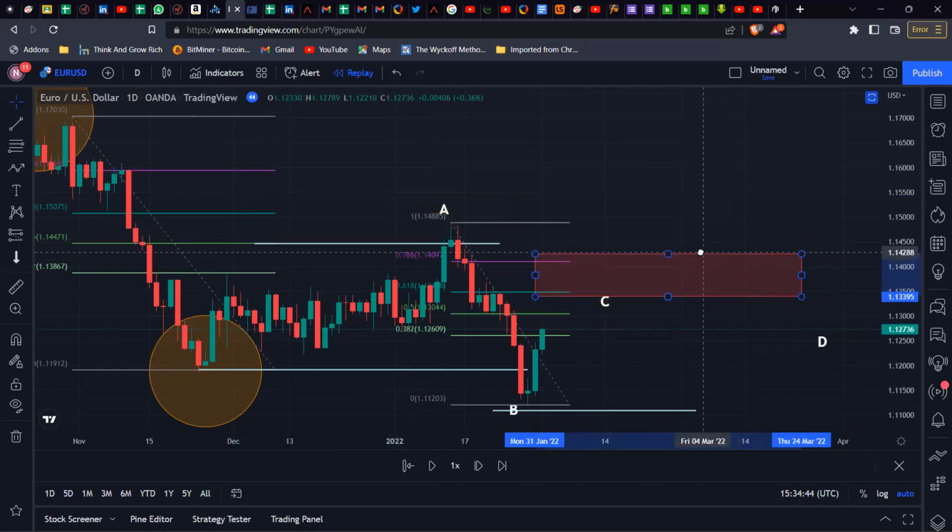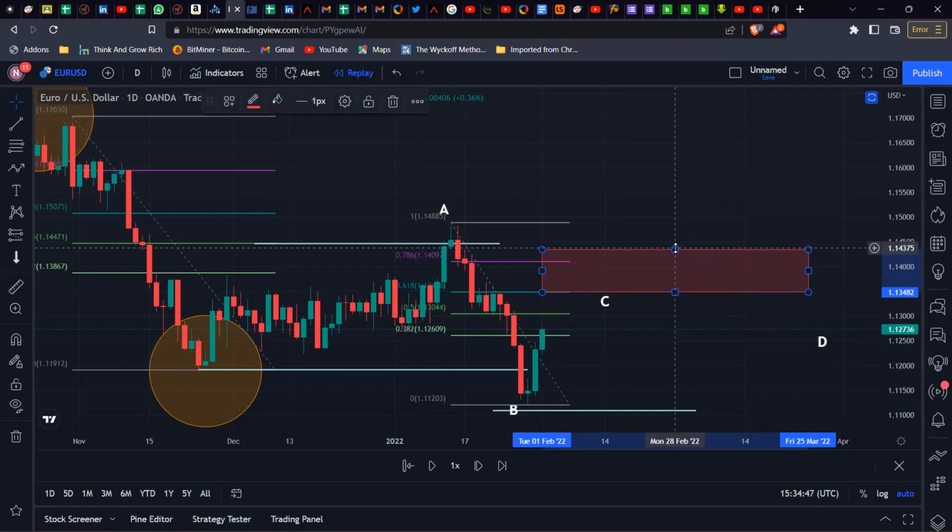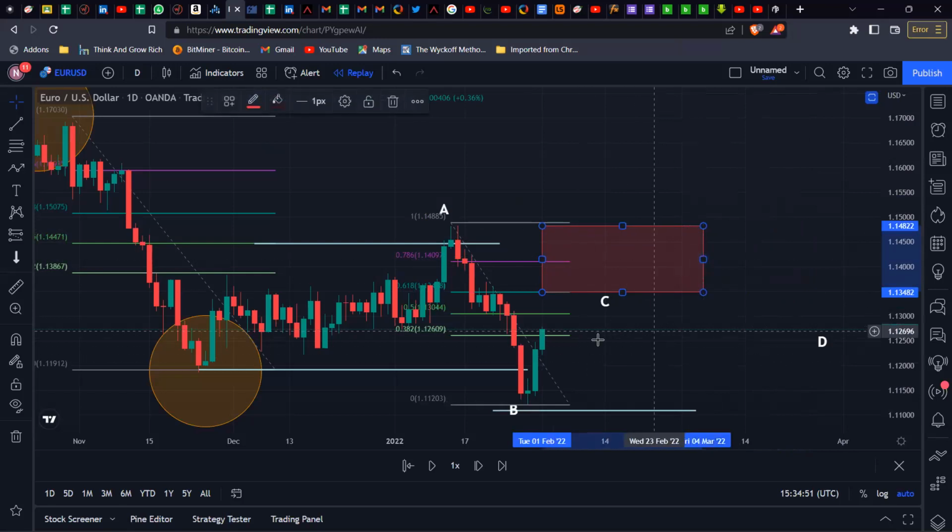So this is where 618 is. 618 is here to this area here without taking out the high. That's an area we're interested in getting in. So you can place pending orders. You can look for confirmation within here, maybe trend line break, candlestick formations, any of those fancy stuff. And then we wait, right?